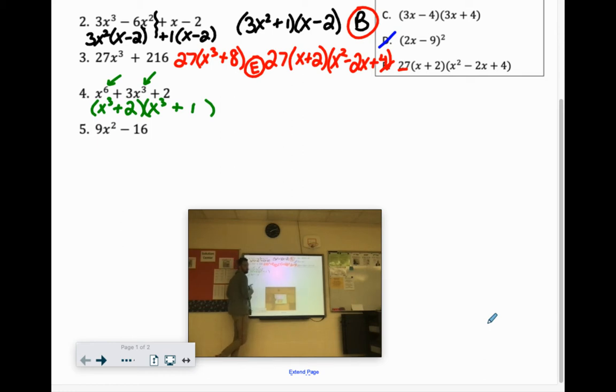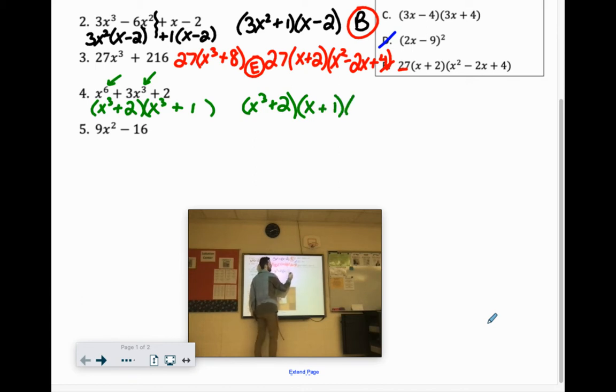Hey, these are both perfect cubes. Cube root of x cubed is x. Cube root of 1 is 1. So we'll keep the x cubed plus 2, and then we'll have our sum of cubes. Cube root of x plus 1, x squared, multiply them together, 1x, and then square that last term, plus 1. So is that an option there?